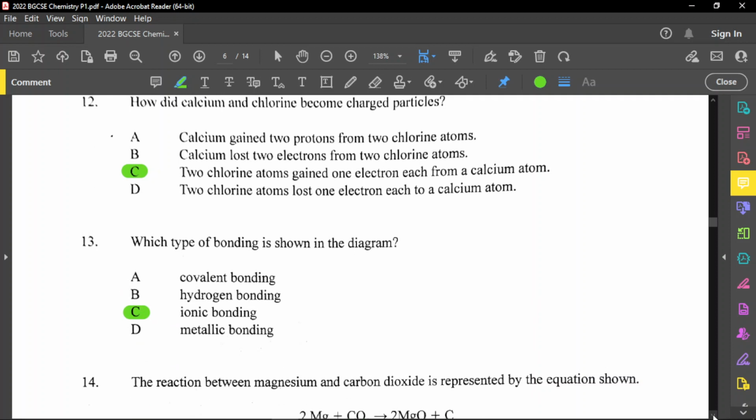Question 13 says, which type of bonding is shown in the diagram? Again, since you have a metal and a non-metal, it must be ionic bonding. So ionic bonding is the correct answer. Remember that covalent bonding requires 2 non-metals, right? And hydrogen bond requires a bond between hydrogen and another element or compound. And a metallic bond involves only metals.